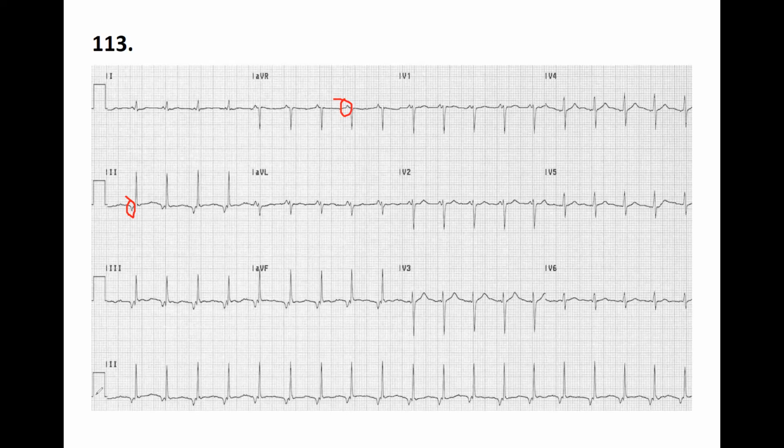I was thinking it could be the proximal junctional tachycardia or supraventricular. Very good. That's a junctional tachycardia. Exactly. Very good. Axis.